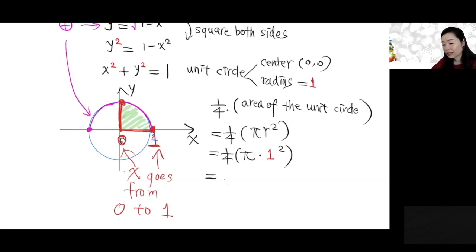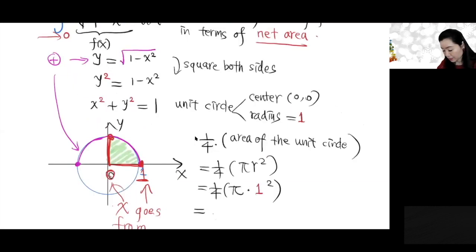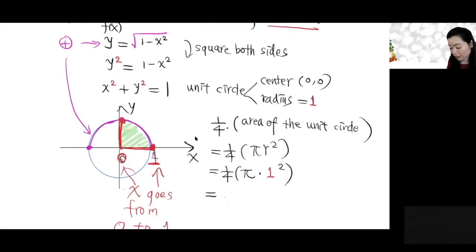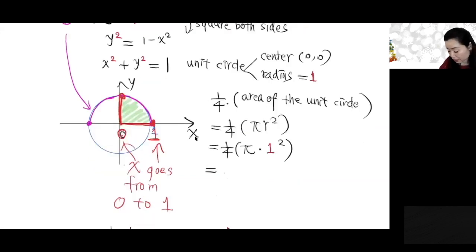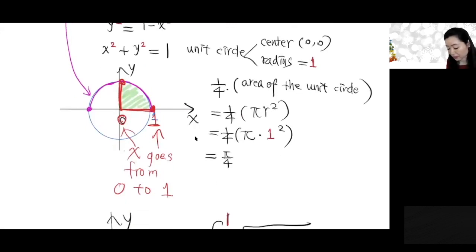Good. Okay. So the area for this unit circle over here is pi. So this is 1/4 of this unit circle. So it's 1/4 times that. So it's pi over 4. So this is pi over 4. Now notice that x goes from 0 to 1. Okay, so the area here is 1/4 of the circle.